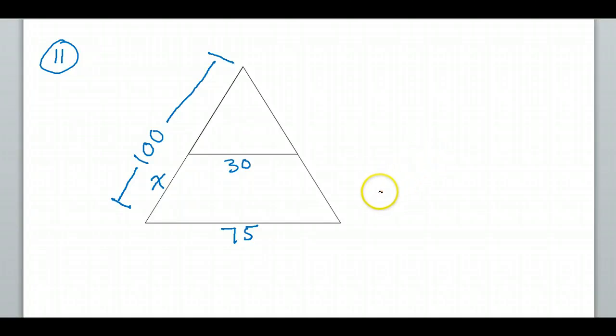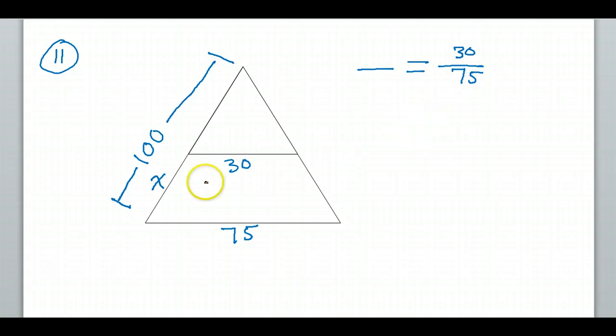How would we do that? Let's make our two fractions, and we need to do small over big. Looking at the small triangle, that's 30. The small triangle has the corresponding side of 30. The big triangle has a side of 75, so I have 30 over 75. Now, if you were not careful, you would do x over 100. 100 is definitely another big side. But x right here is just this. That is not the side of any triangle.